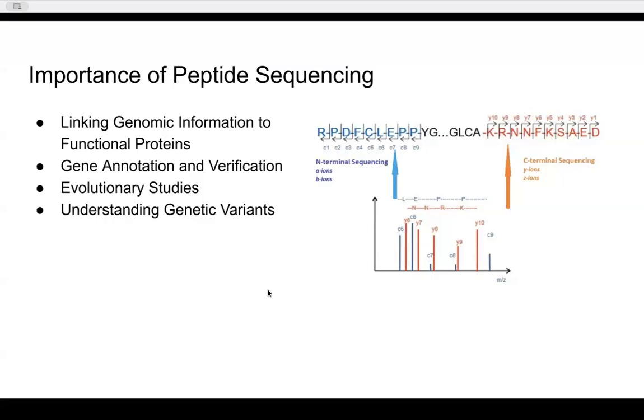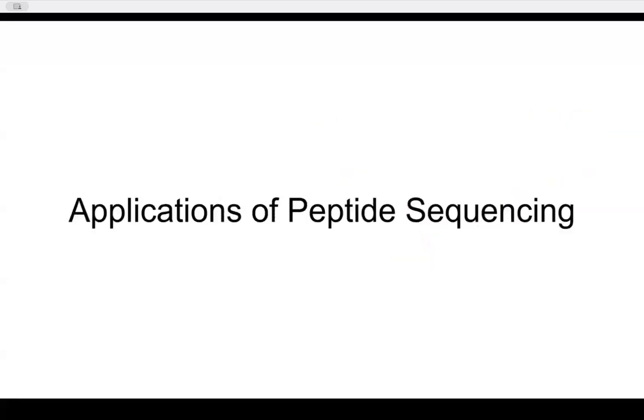Peptide sequencing is also important in order for us to understand genetic variants. So peptide sequencing helps us to analyze how genetic variations affect protein structure and function. And this is particularly relevant for studying variants that contribute to diseases. Okay. So let's look in a little bit more detail into the applications of peptide sequencing.